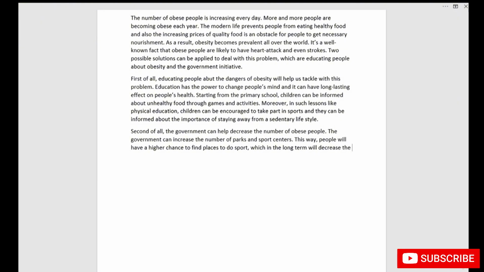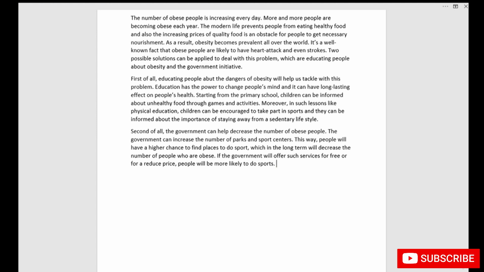Because as you know, there is a strong connection between doing sports and preventing obesity. So I say in the long term will decrease the number of people who are obese. Now I'm going to say one more sentence about this, and then I'm going to talk about a second example. And I say, if the government will offer such services for free or for a reduced price, people will be more likely to do sports.